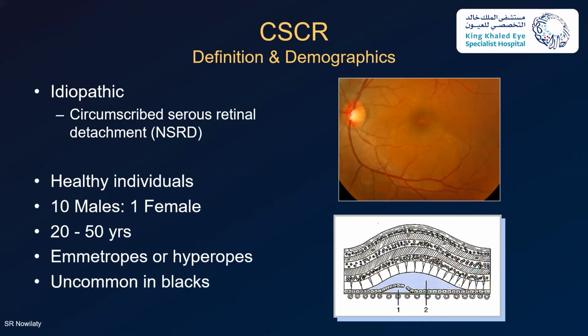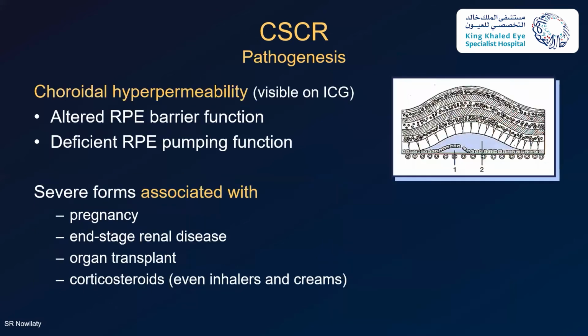I know that most of you know that it affects mostly males. 90% of cases are in males, and generally in people between the age of 20 and 50. If you have somebody with CSCR that is above the age of 50, then you have to start questioning, is there something else? Is there an occult choroidal neovascularization? Something else that is unusual for people to have CSCR beyond the age of 50. And it usually happens in people who are emmetropes or hyperopes. It's extremely rare to have myopes who have thin choroid develop central serous retinopathy because usually CSCR is associated with thicker choroid. And it's uncommon in Black people.